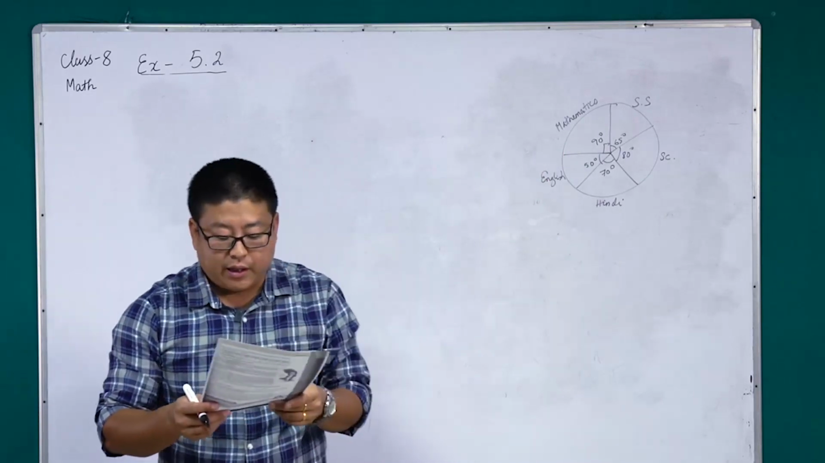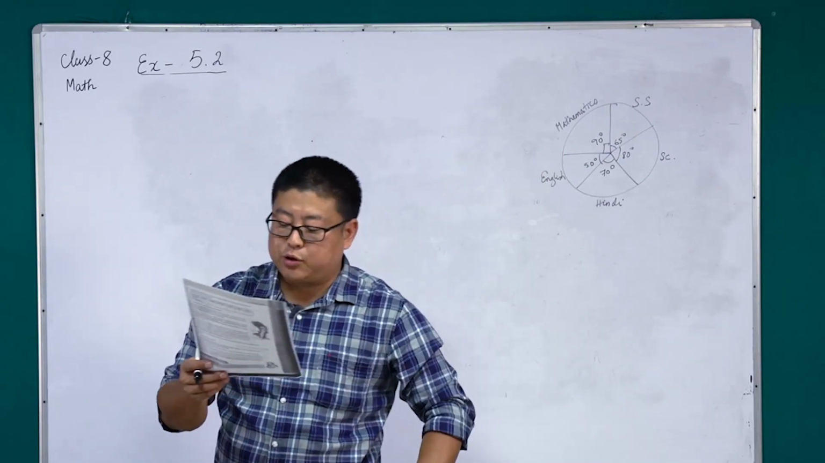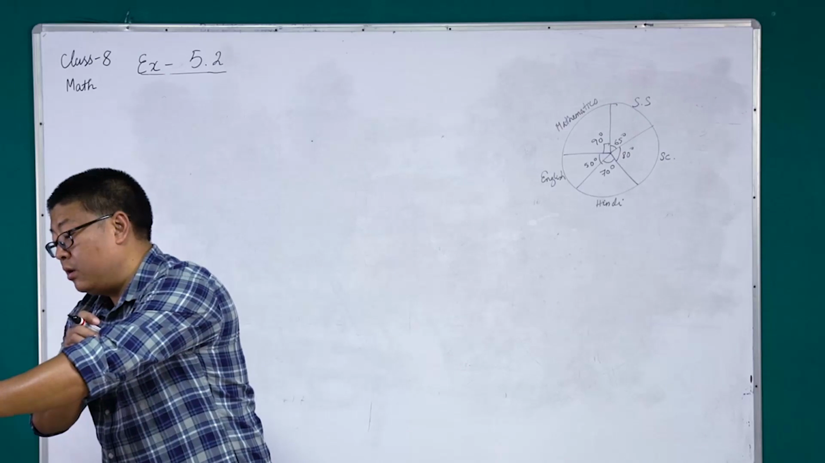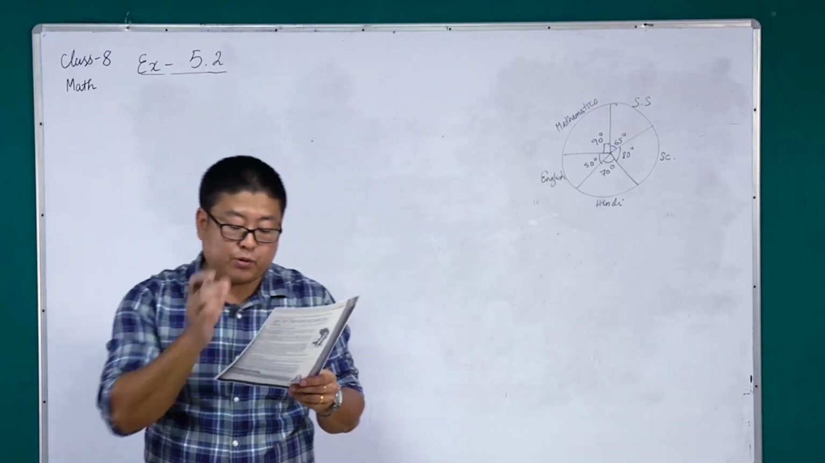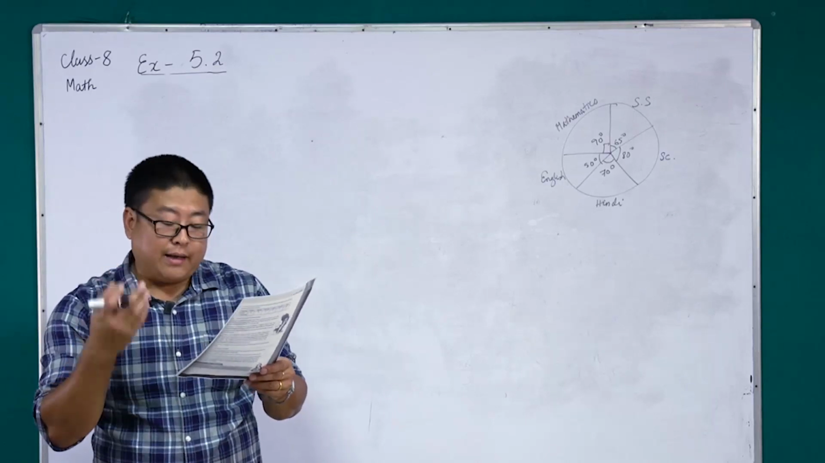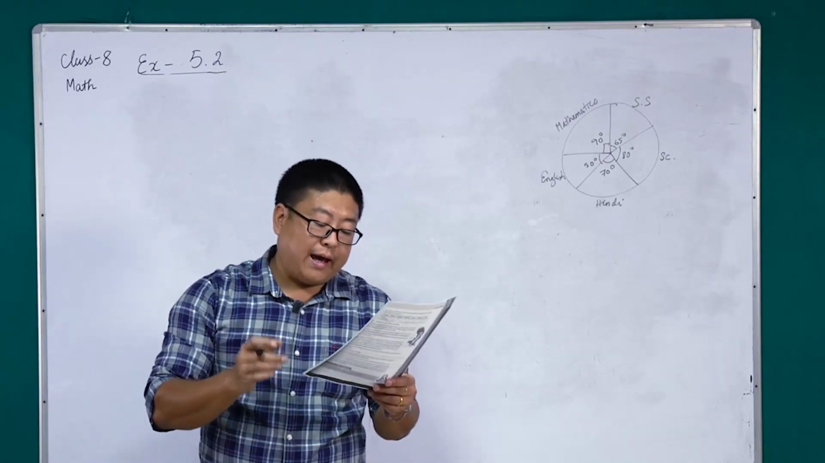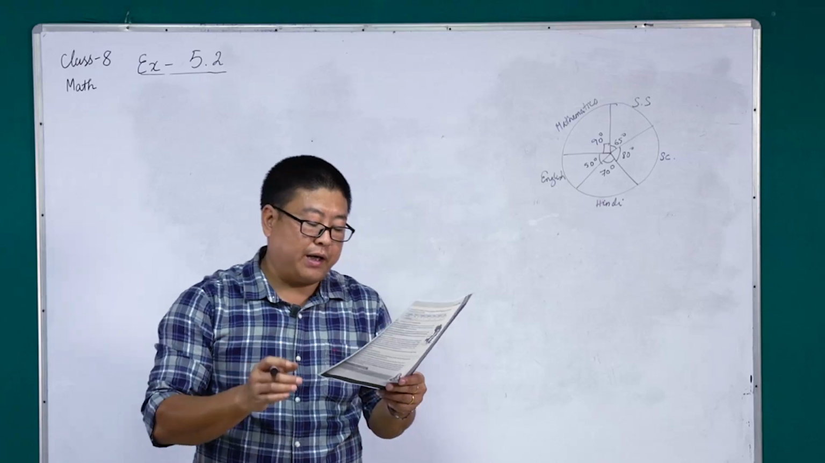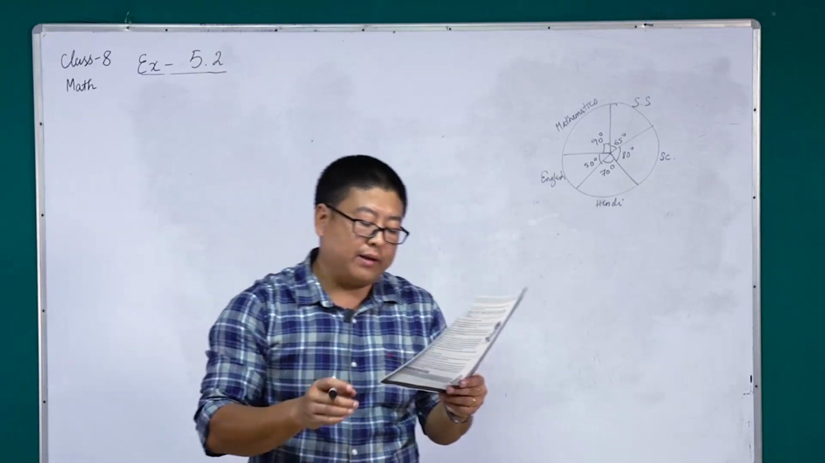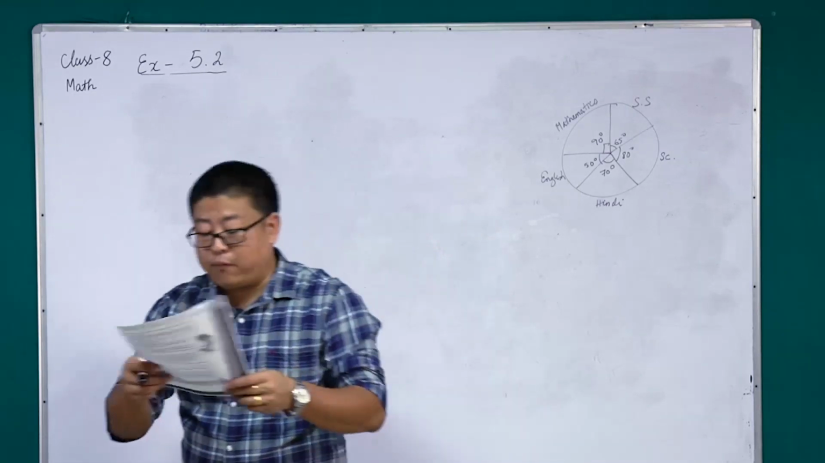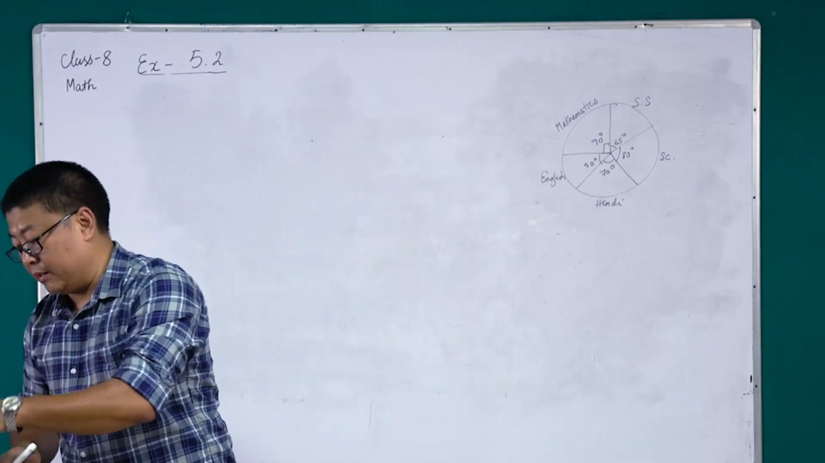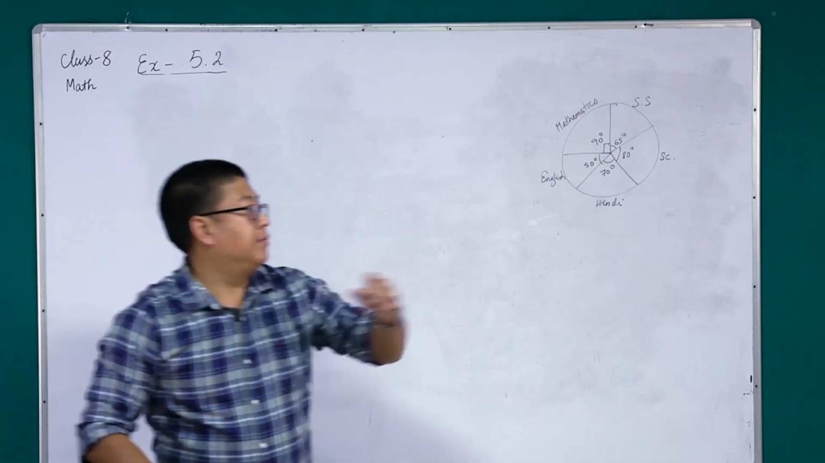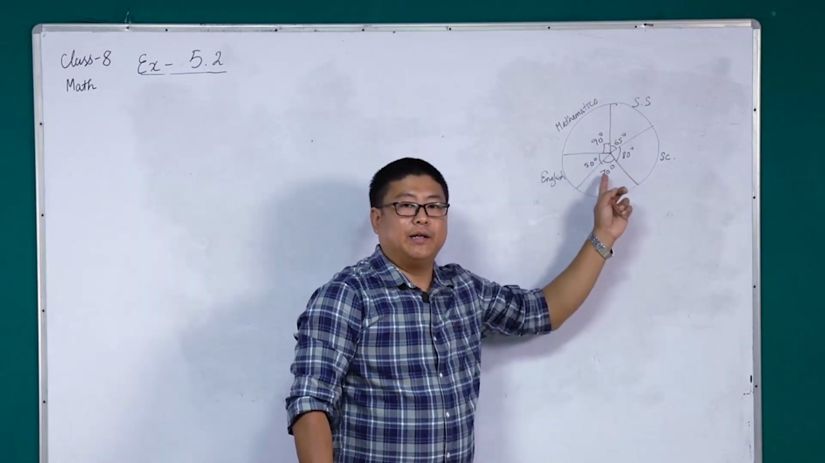The first question is, in which subject did the student score 105? Question number 2, how many more marks were obtained by the student in mathematics than in Hindi? Question number 3, examine whether the sum of the marks obtained in social science and mathematics is more than that in science and Hindi. Now, before we answer these questions, we have to find the marks obtained by using the central angle that is given here.